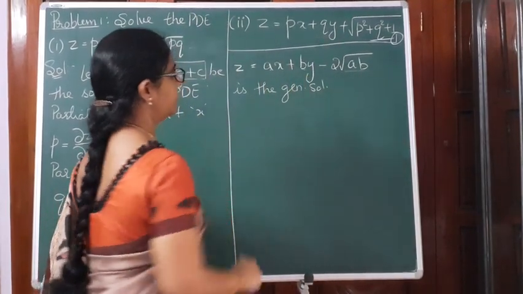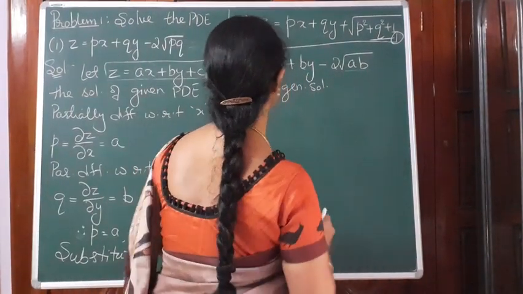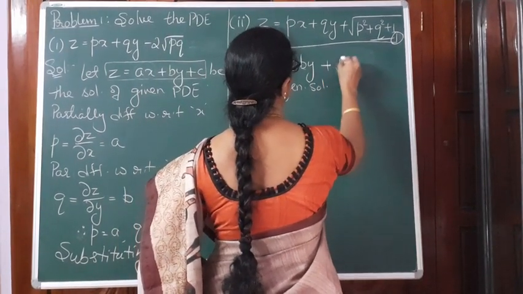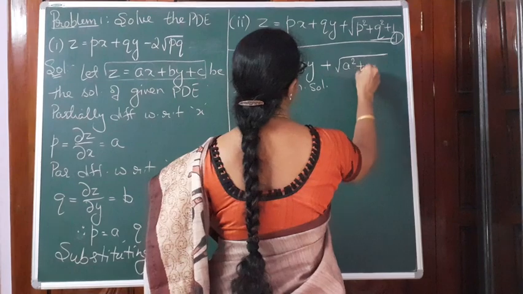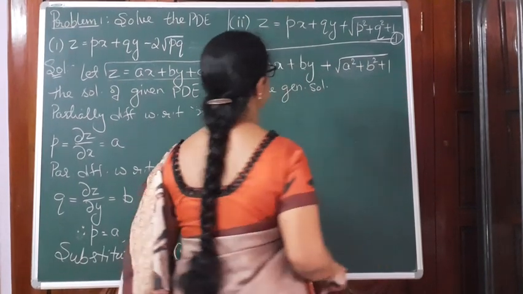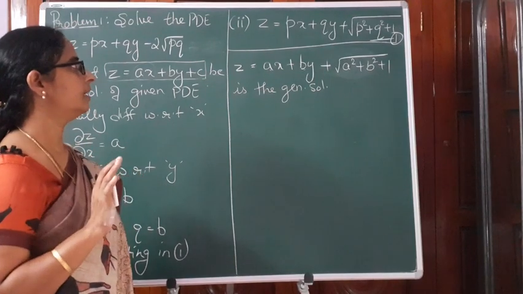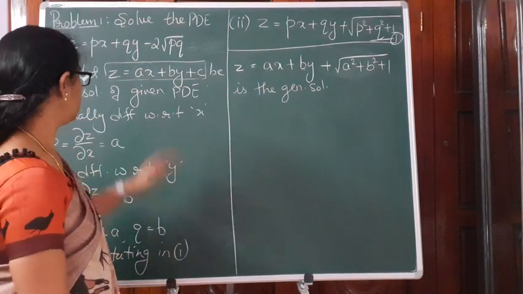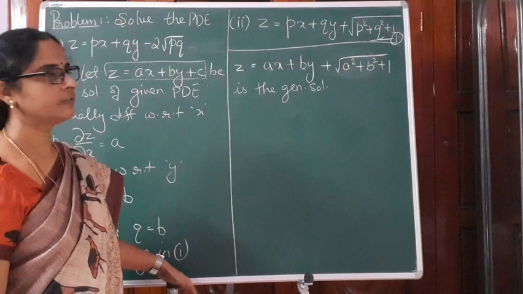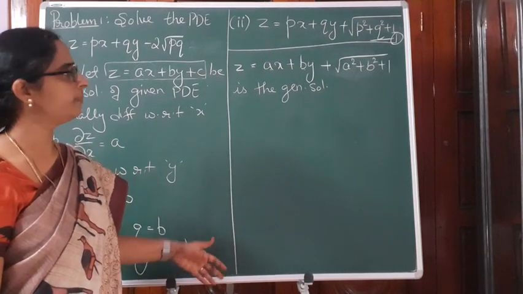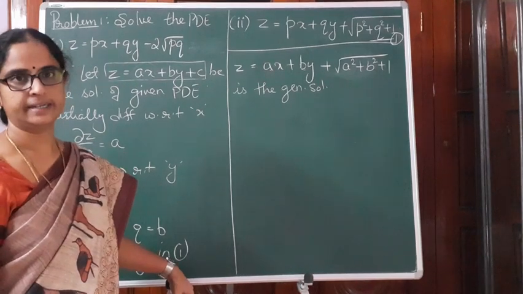So now substituting in 1, what do we get? z = Ax + By + √(A² + B² + 1). This is the general solution. So when an equation is directly in standard form 4, we follow this procedure. Or sometimes we need to check whether we can reduce the equation to Clairaut's equation. Okay, so in the next problem, we will see that.